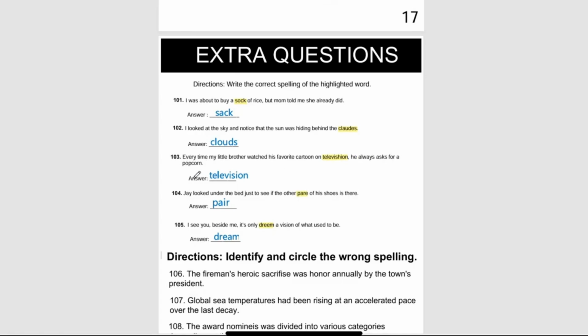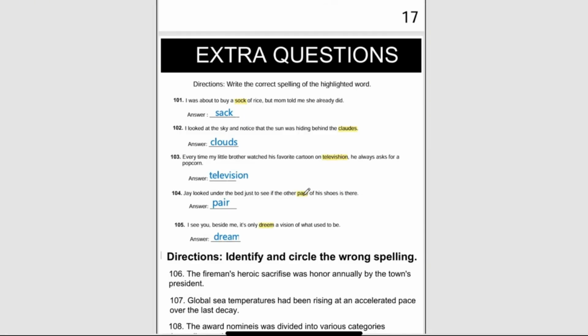For question number 103, every time my little brother watched his favorite cartoon on television, he always asks for popcorn. Highlighted word is television. Correct spelling T-E-L-E-V-I-S-I-O-N. Television.